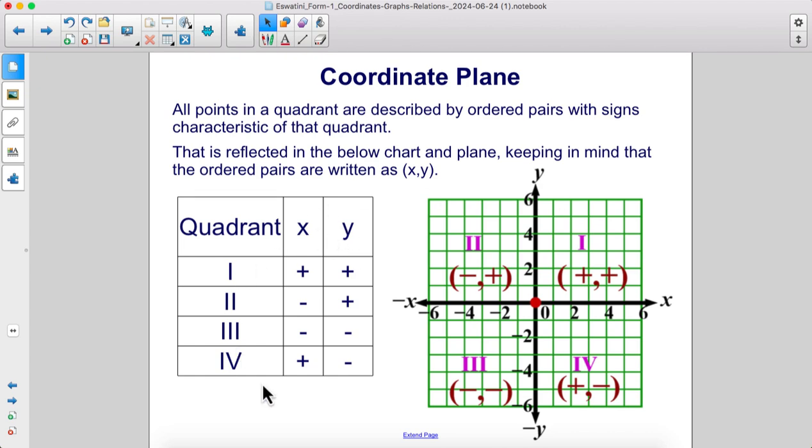That is reflected in the below chart and plane, keeping in mind that the ordered pairs are written as x, y. So in quadrant 1, both of the coordinates will be positive. In quadrant 2, the x-coordinate will be negative while the y-coordinate is positive. In quadrant 3, both are negative. And in quadrant 4, the x-coordinate is positive and the y-coordinate is negative.